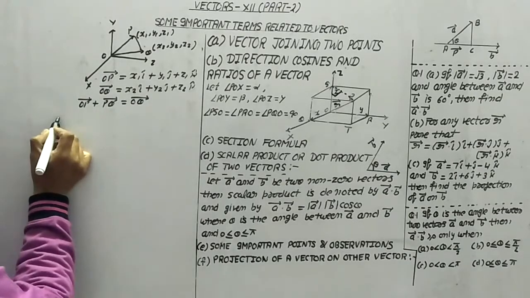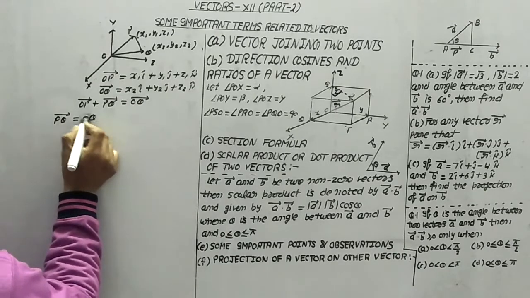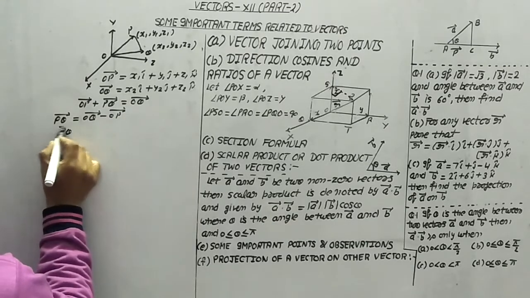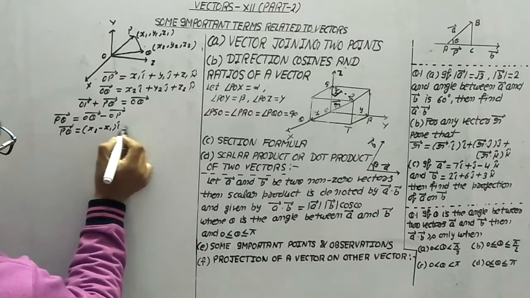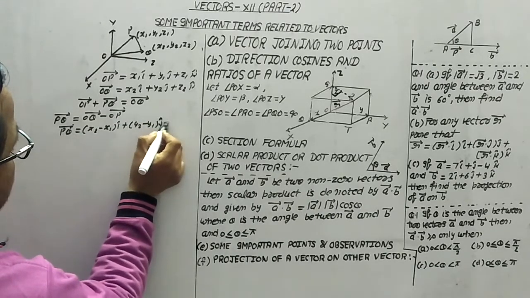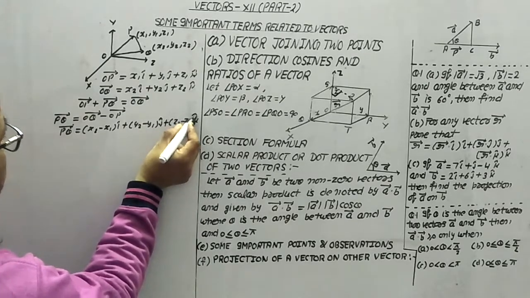Then it implies that PQ is equal to OQ minus OP. After solving this we will get (x2 minus x1)i plus (y2 minus y1)j plus (z2 minus z1)k. So this will be the vector PQ.